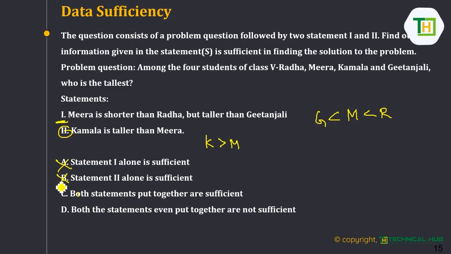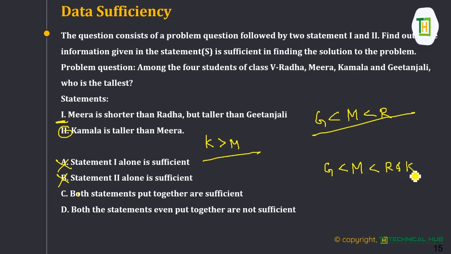Now what I have to do is put both the statements together. How can I write this? M is shorter than K. Shorter than K here. If I combine both these relations, what will I get? G is shorter than M. So M is shorter than R and K. The relation I know is that M is shorter than R and K.